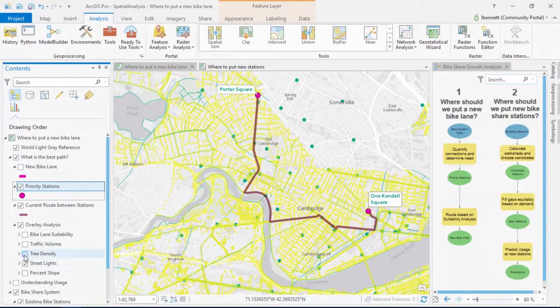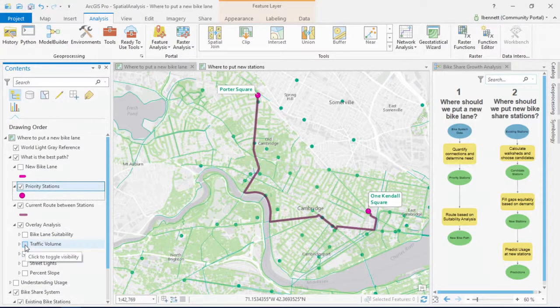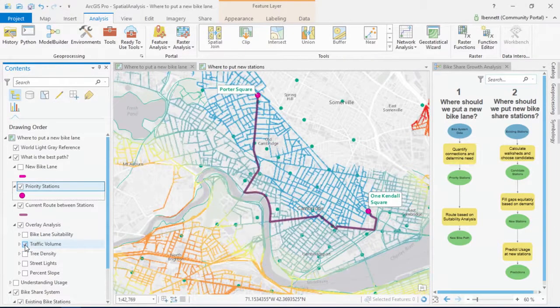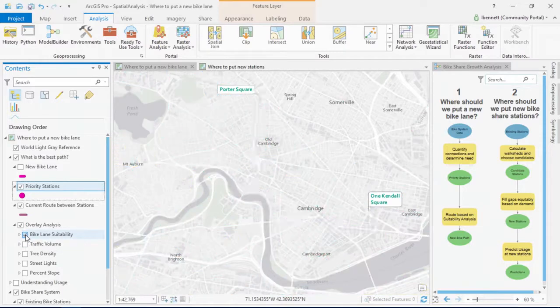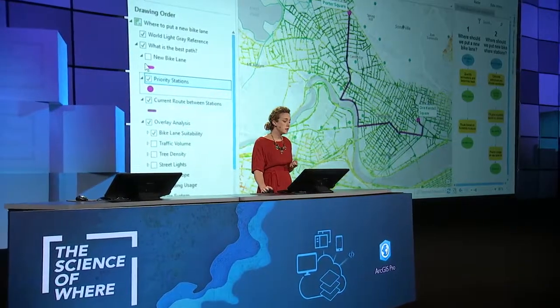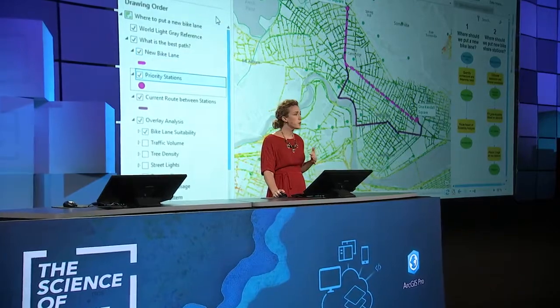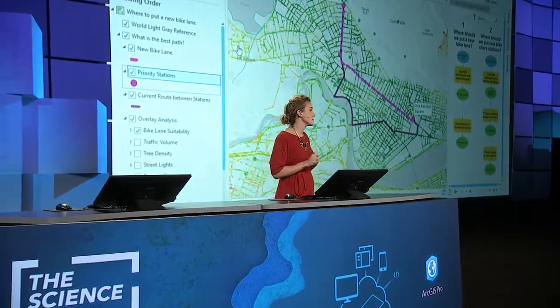A good bike lane isn't too steep, so we'll include slope. It's well lit, so we'll include streetlights. It's green, so we'll include trees. And it avoids major roads if possible, so we'll include traffic volume. And we can use spatial analysis to combine our sophisticated weighted overlay with our network analysis to choose the best path. Now, at this point, we've worked on where to put new bike lanes.